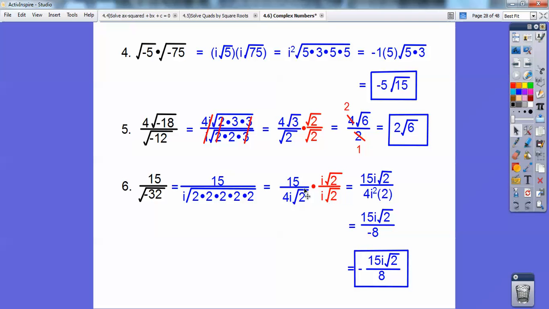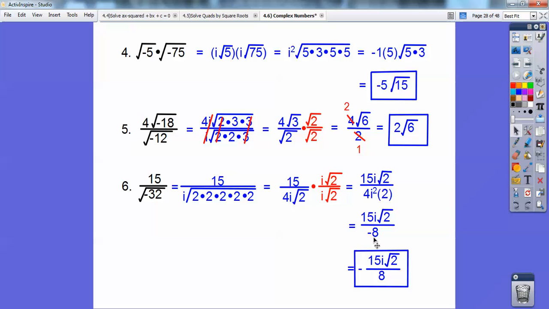So that's 1. Okay, so here I have 15i root 2 on top. On bottom, I'm going to have 4i times i is 4i squared, and root 2 times root 2 is just plain old 2. Okay, now i squared is -1. 4 times 2 is 8, so I have 8 times -1 is -8 right there.